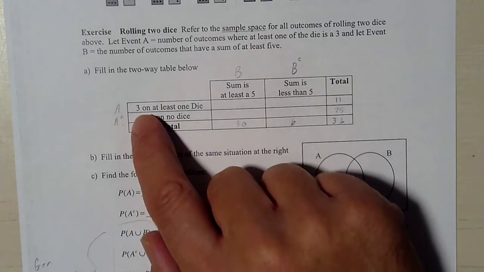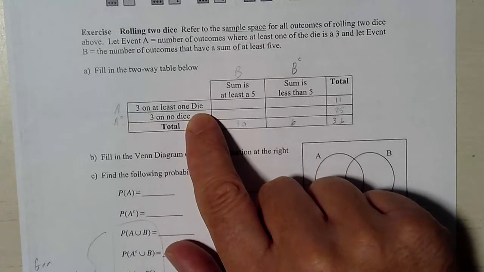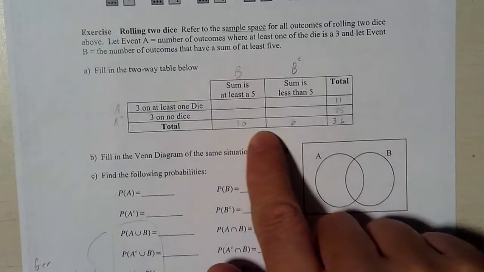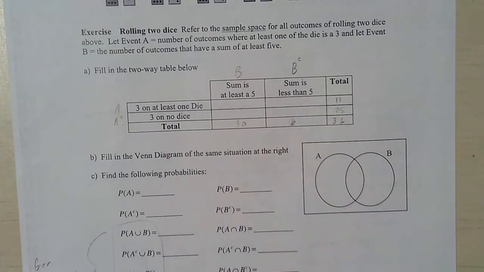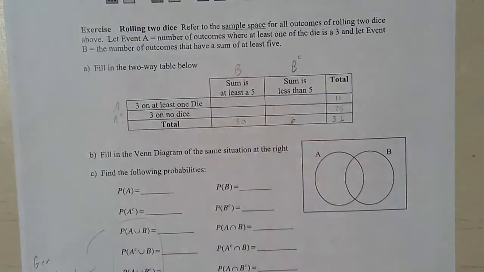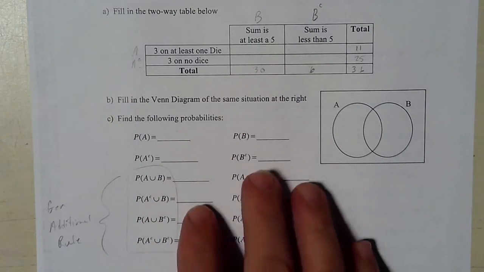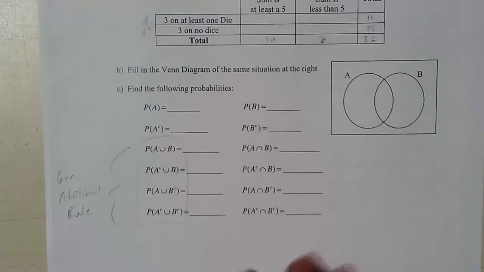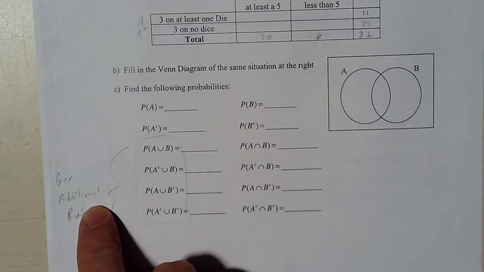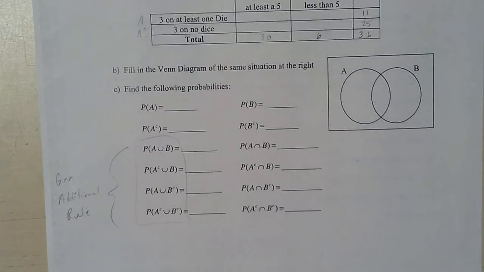Okay, so I call this event A, 3 on at least 1 die. This one event B. But here's the numbers you should have come up with. And I think you can backtrack and find the rest inside. And then once you have that table, complete the Venn diagram, and then complete these probability problems. All of these are the ORs, right? The union is OR. You should use the general addition rule for all of them so that you get this practice. There's steps to these.